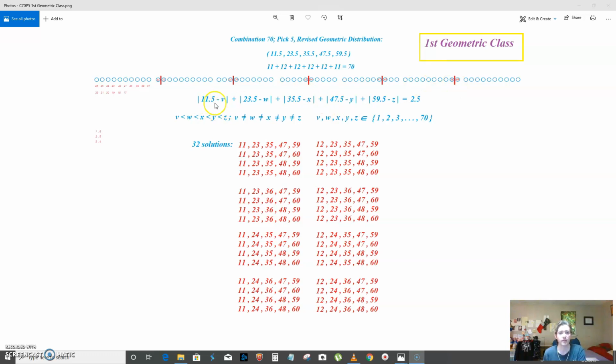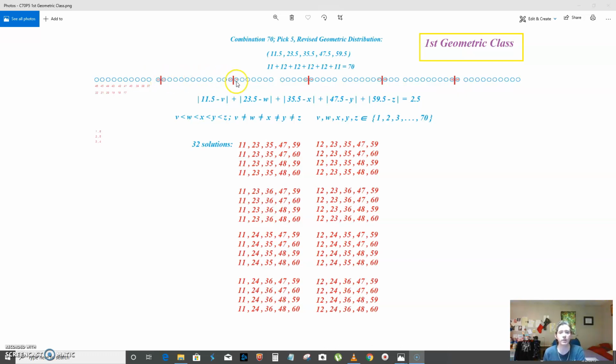And in this equation, to be in the first geometric class, which is the closest that you can be to the standard and the smallest, which also gives the smallest divergent sum value, or DS value, that you can have is 2.5. Why is it 2.5?